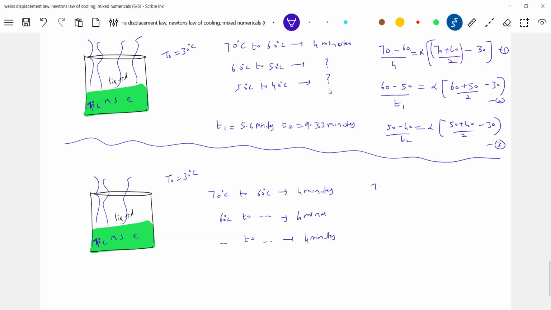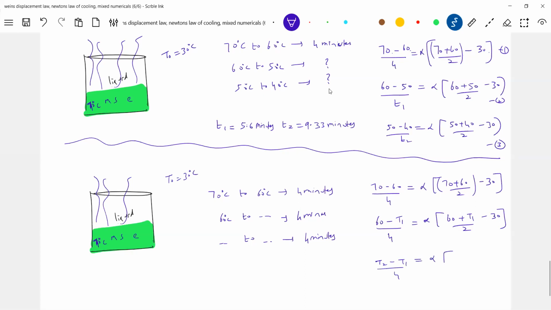Okay, again, what should be the formula? (70 minus 60) by 4 equals alpha times the average temperature difference. Next, what is the temperature it takes? We don't know. I'll call this theta1 or T1. This time we know it, 4. This will be (60 plus T1) by 2 minus 30. Similarly, this will be final. T2 we don't know, and this is T1. T1 minus T2, it should be.